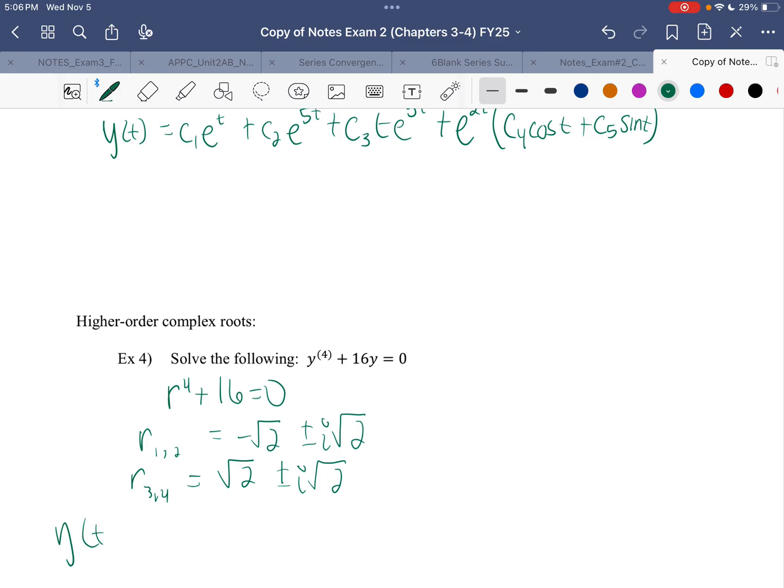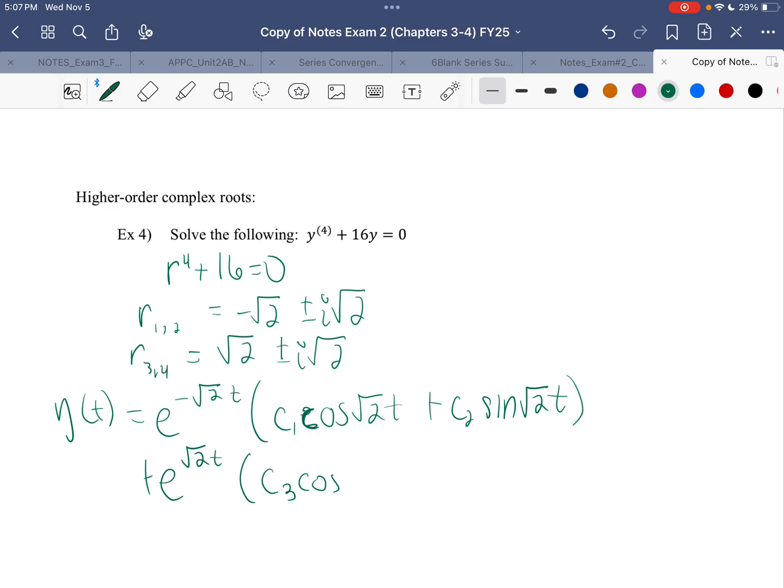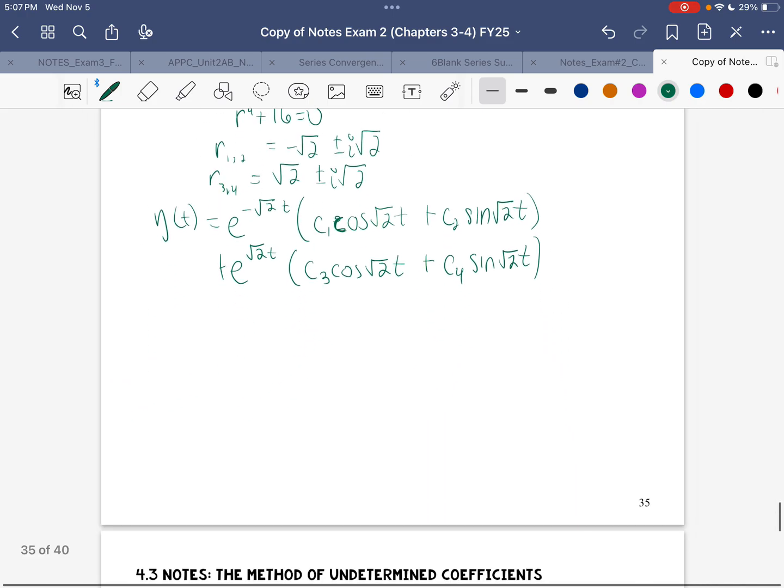So y of t is equal to e to the negative square root of 2 t times c1 cosine square root of 2 t plus c2 sine square root of 2 t, plus e to the positive square root of 2 t times c3 cosine square root of 2 t plus c4 sine square root of 2 t. All right, and that is that.